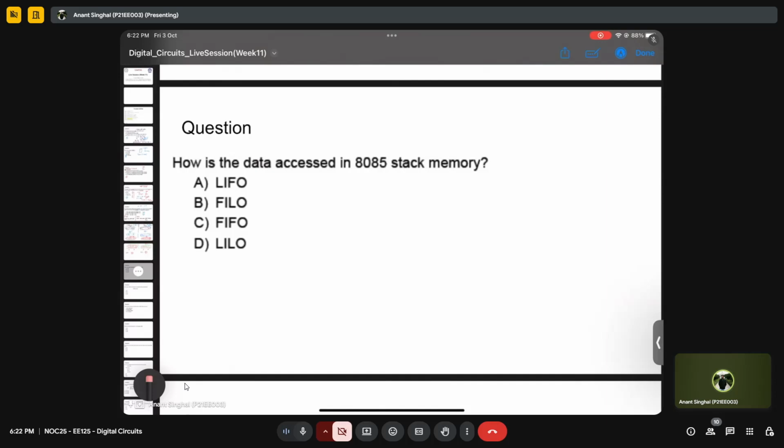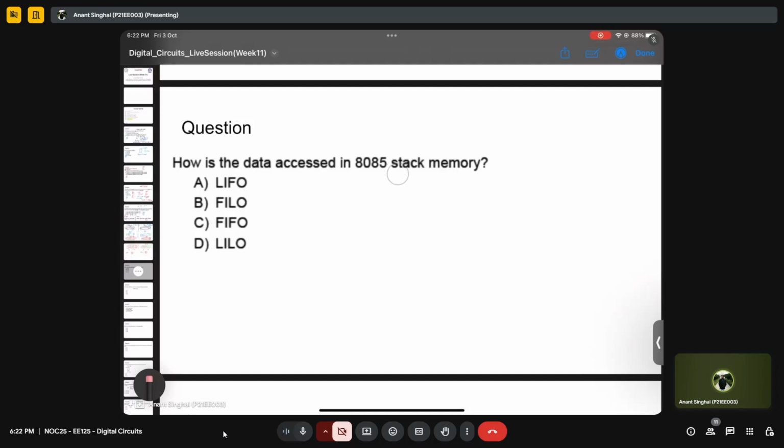So the next problem says, how is the data accessed in an 8085 stack memory? If anyone has any idea, you can write your answer in the chat box. I'll only give 1 or 2 minutes to this because this is again a direct problem. Answer D. Okay, so I've got an answer which is D. So again, let me try to explain this in very easy language.